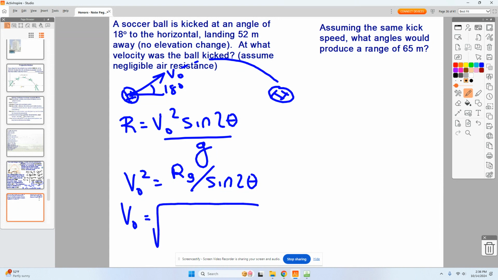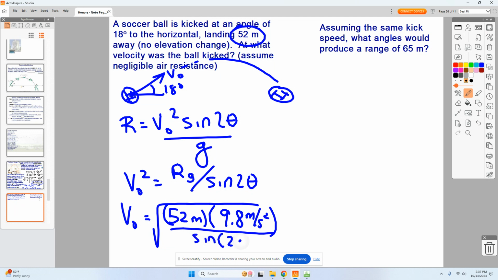Now I'm going to put in R as 52 meters. So that's how far it traveled when there was no change in the elevation. G, I do not put in negative 9.8 here, folks. I put in a positive 9.8. You might remember when I went through that derivation, I had that minus 1/2 g t squared in there. G itself is a positive 9.8. It's directed downward, but we don't put a negative in there. And then I divide that by the sine of twice that angle. Now, if it's 18 degrees, I would take twice that.